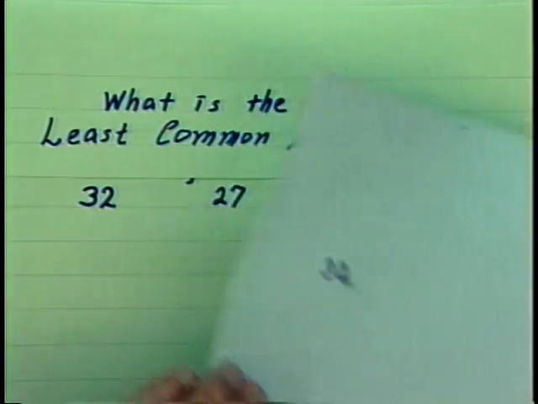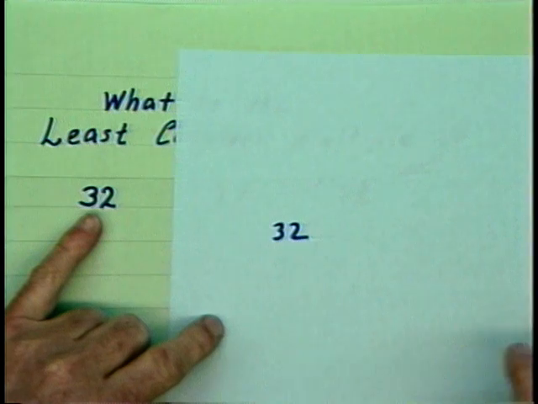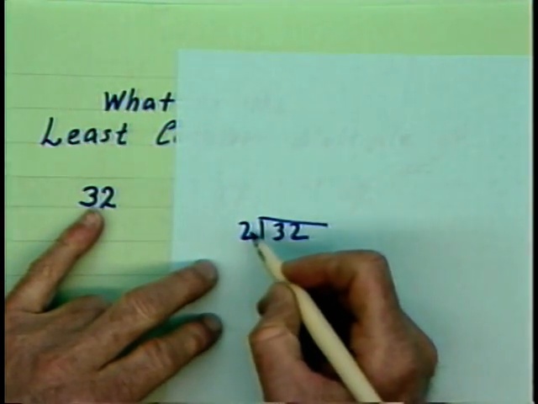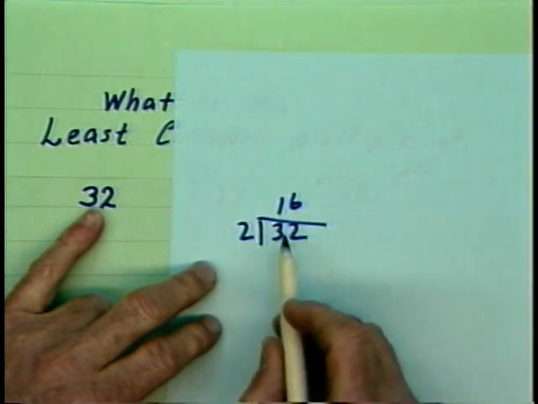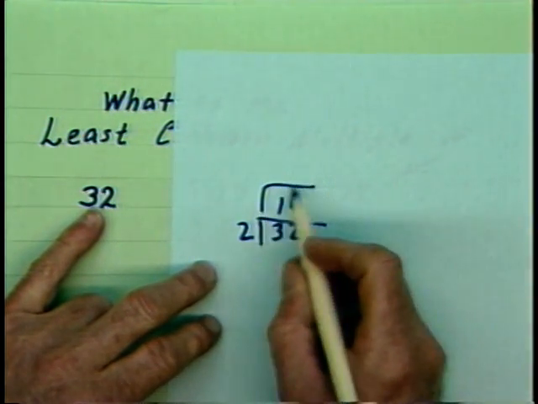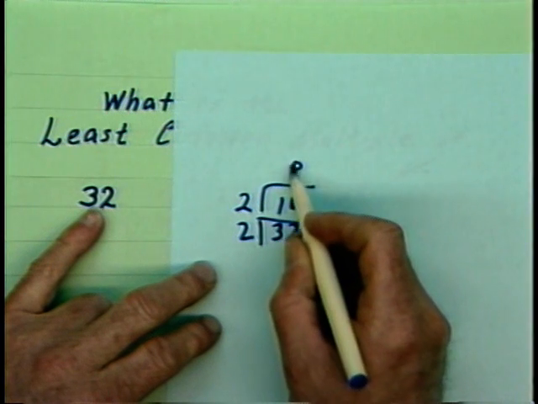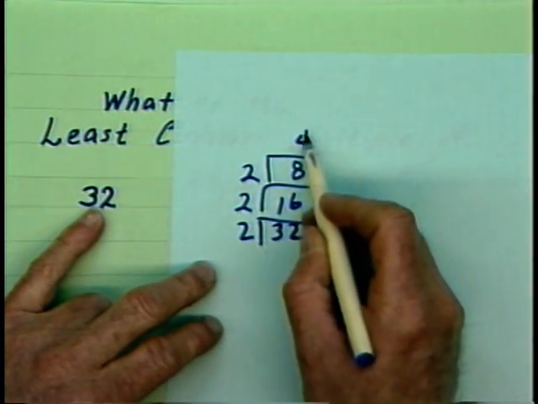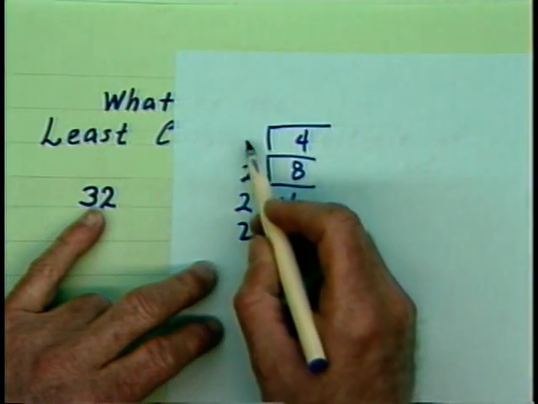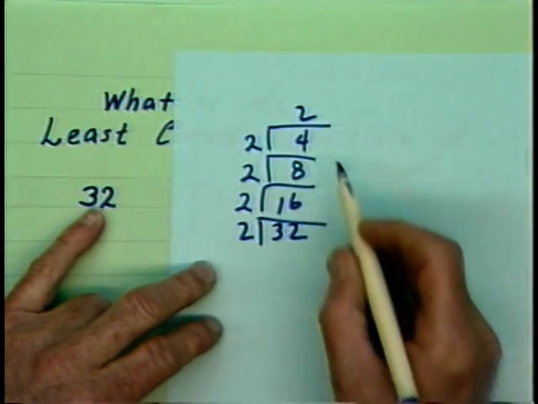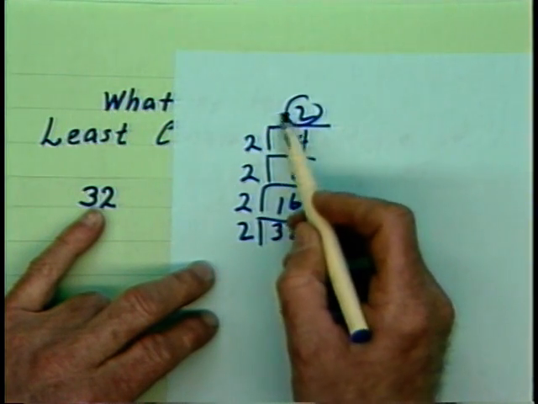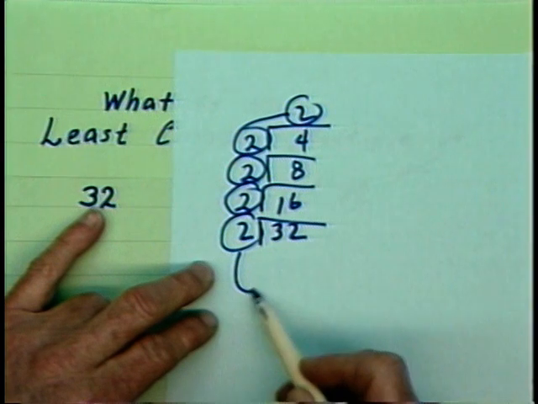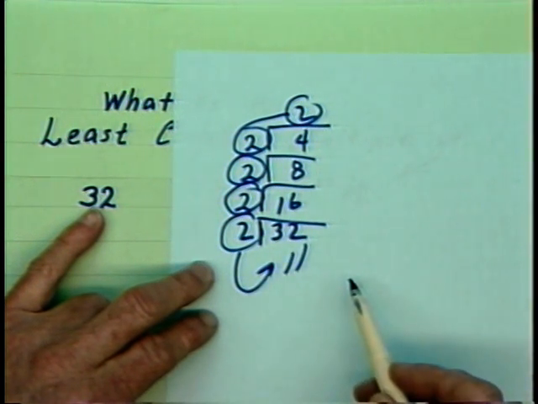Well, we can see that the lowest prime number that will divide into 32 is 2. It goes in 16 times. 2 will still divide into 16 8 times. 2 will still divide into 8 4 times. 2 still goes into 4 twice. So now we can claim 2 times 2 times 2 times 2 times 2 is 32.